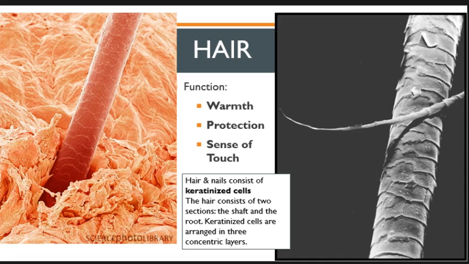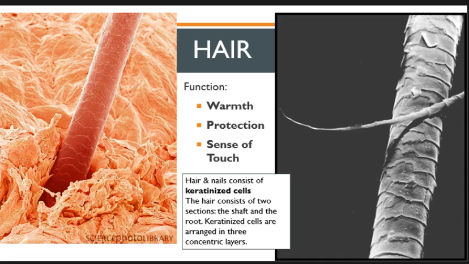So the next thing you're going to see, it says hair and nails consist of blank. They consist of keratinized cells. Can y'all see that? It's very small. Hair and nails consist of keratinized cells. Keratin is that greasy stuff that kills the cells, right? It suffocates the cells, so the cells are not alive anymore. There are two sections: the shaft and the root. The keratinized cells are arranged in 3 concentric layers.